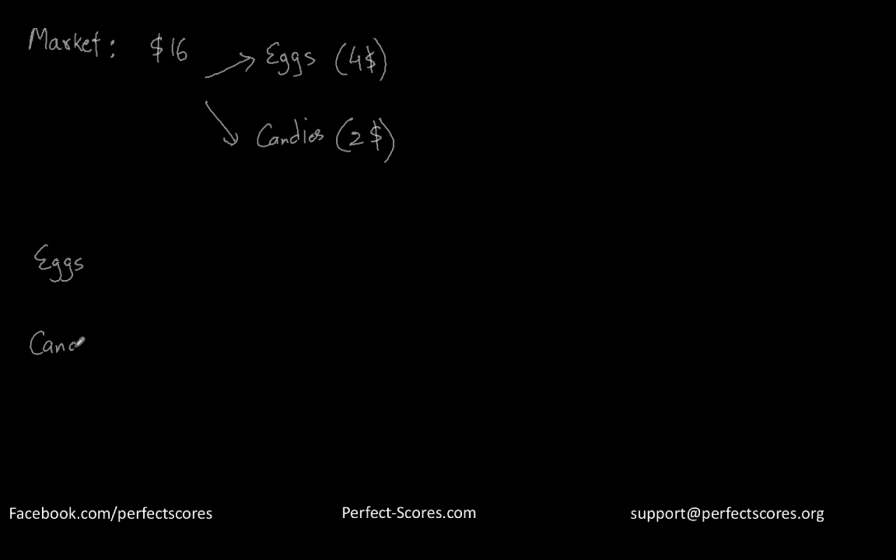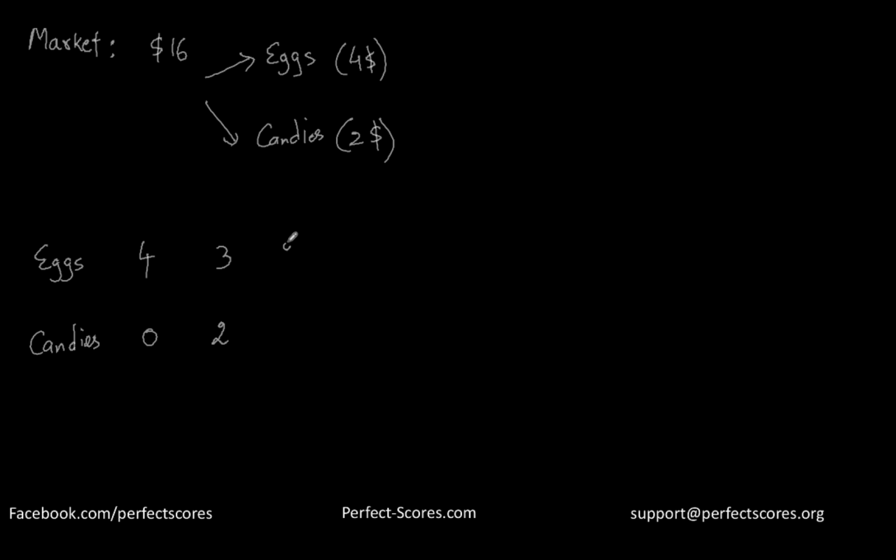So eggs and candies, right? If you buy only eggs for $16, you will buy 4 eggs and no candy, so that will use up your $16. If you buy 3 eggs, you would be spending $12 on it, because 4 times 3 is 12. You'll be left with $4. In those $4, you'll be buying 2 candies.